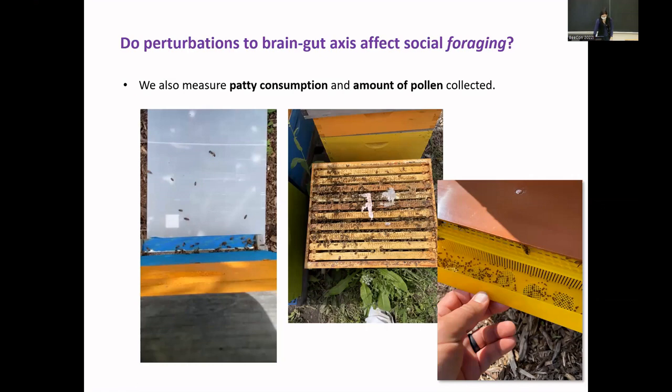And on top of scoring the net foraging effort, we also measured patty consumption, which you can see in the middle photo. You can see that the honeybees have pretty good appetite for the biopatties that we produce. And we also estimated the amount of pollen that was being collected using our really awesome pollen traps. And you can see that these are pollen grains that are being scraped from the foragers as they return into the hive.